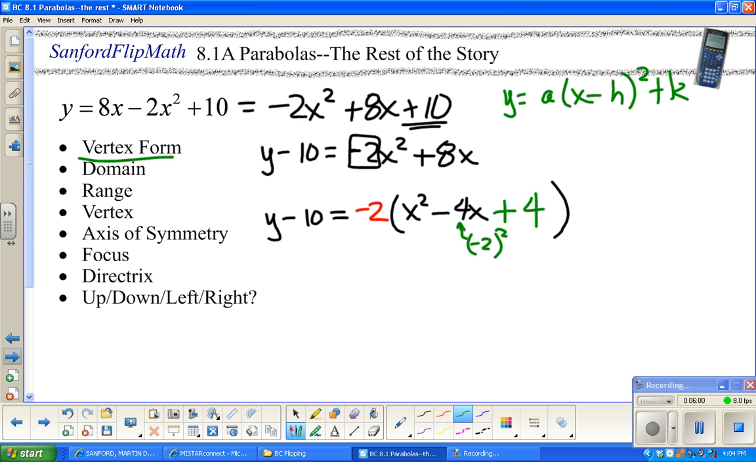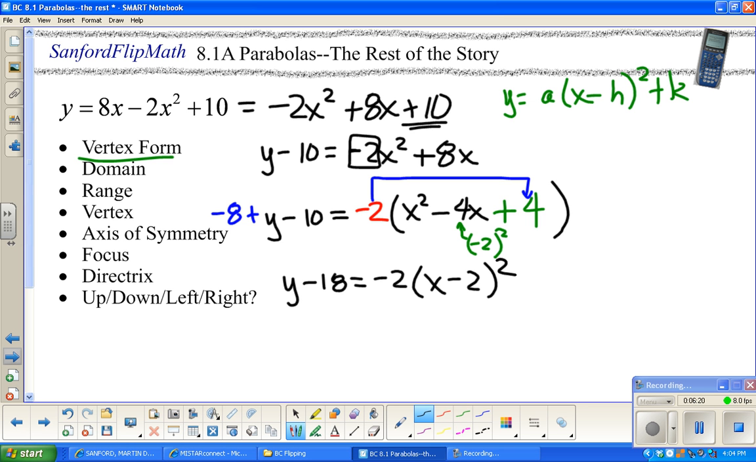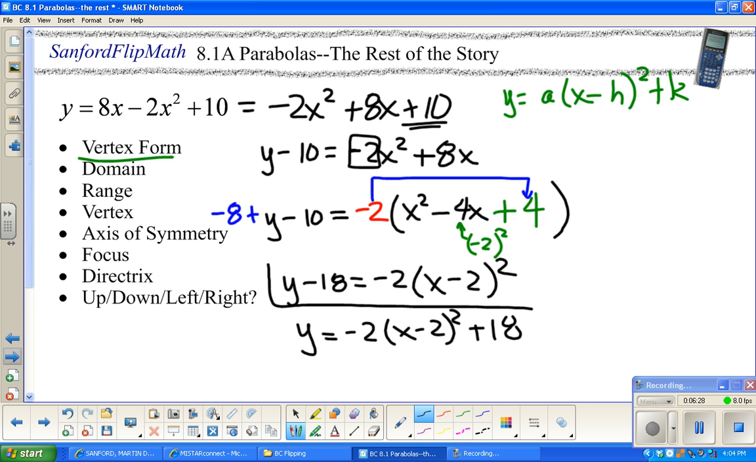And be careful here now, because I didn't really add 4, there's a secret -2 out here multiplying. So I have to add -8 to the other side. Okay, so this now becomes y minus 18 equals -2 times x minus 2 squared. It's always that half of... oop, not quite done, sorry, I got excited and too quick. Jumped the gun. Okay, there we go. That bad boy is done.